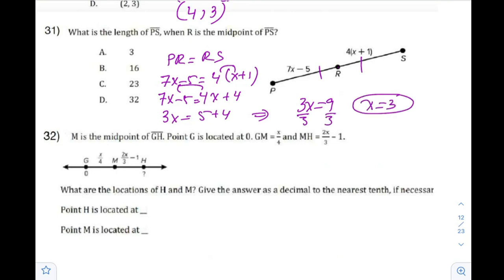Now what is required? What is the length of PS? PS is the total segment. So we can replace by anyone here. If you replace x here, 7 times 3 is 21, 21 minus 5 is 16. So this is also 16. So the total is 32. You need to read carefully what is required exactly.